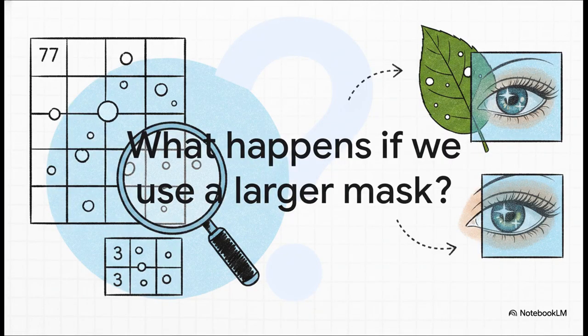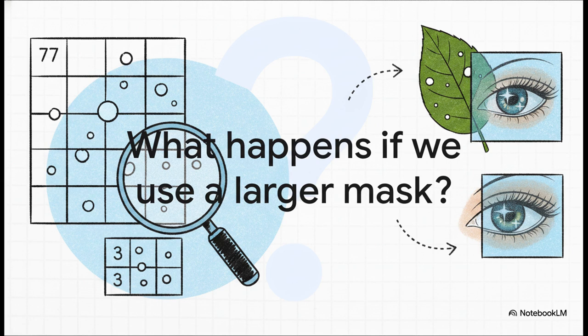Now, we achieved all of this today using a compact 3x3 digital magnifying glass. But I want to leave you with a provocative thought as we wrap up. What if we expanded the size of our mask? Say we used a 5x5 mask, grabbing 25 pixels at a time, or a 7x7, pulling 49 pixels.